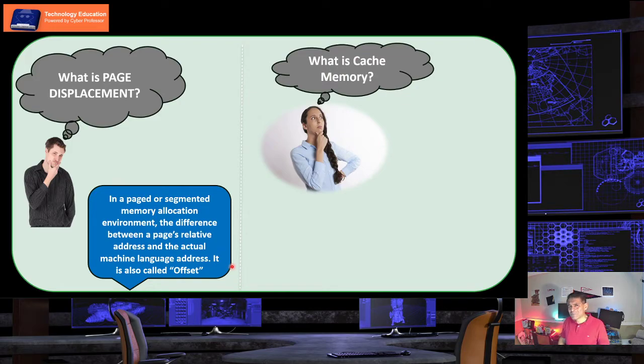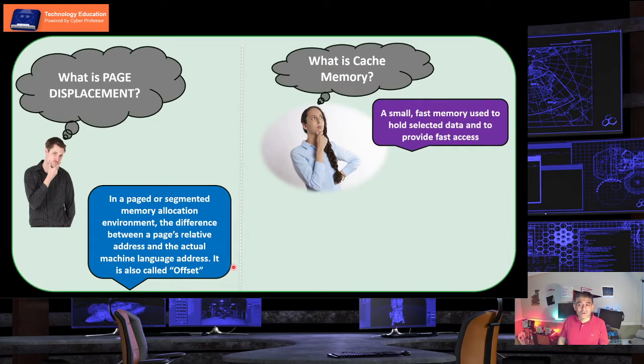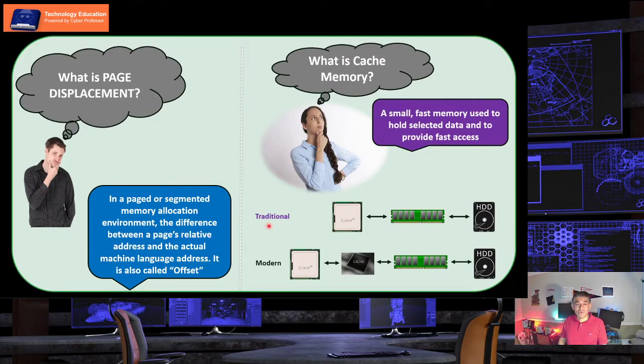Next, what is cache memory? A small, fast memory used to hold selected data and to provide fast access. This is the traditional view of an old computer system. You have the hard drive that stores the programs that reside in your computer system. Some of the processes and the jobs are loaded into memory, and then the CPU is responsible for executing those instructions from memory. This is a very slow view of a computer operation in the traditional way.